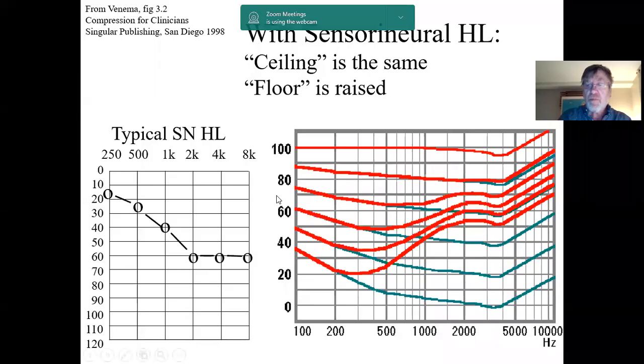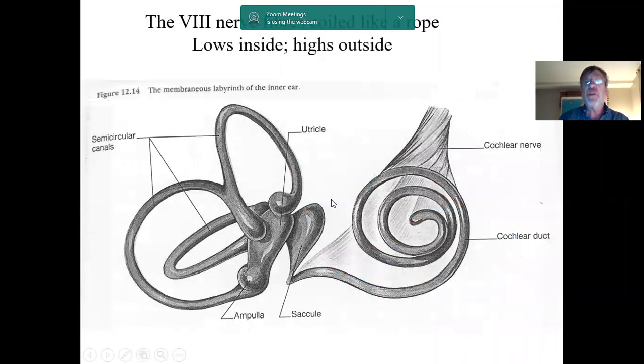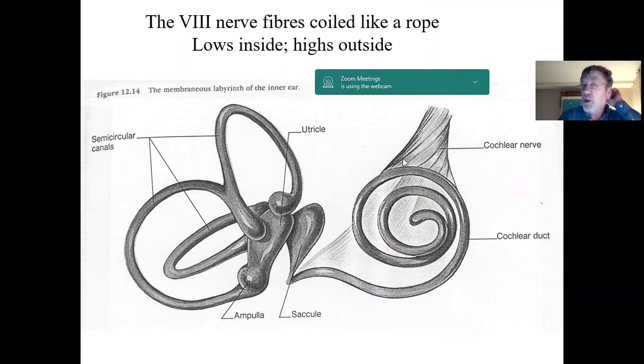Okay. Now let's look at the eighth nerve. The eighth nerve is like a coil, like a rope of many, many different fibers, right? Thousands of different fibers. How many fibers do you have in the eighth nerve? 30,000. How many inner hair cells do you have in the cochlea inside of here? 3,000. So each inner hair cell gets 10 eighth nerve fibers, because 10 times 3 is 30,000.